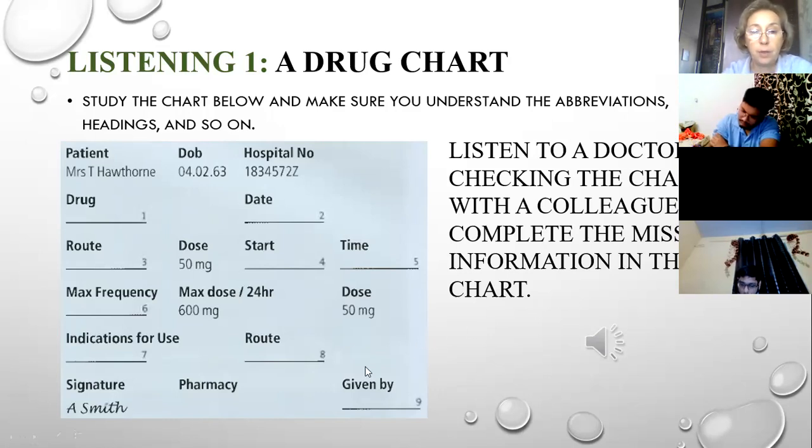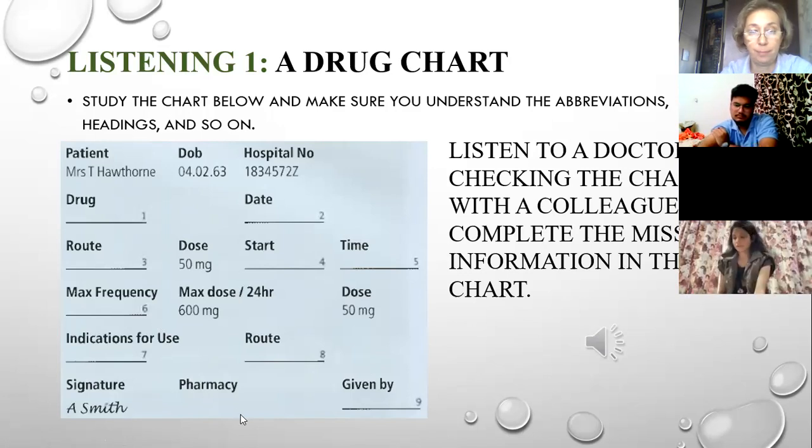So she has omitted some information which is given here. What did she miss? Indication for use, ma'am. No, she didn't. Okay, so what is the drug name, number 1? Tramadol. Date: 15 October 2009. And route of administration, number 3.